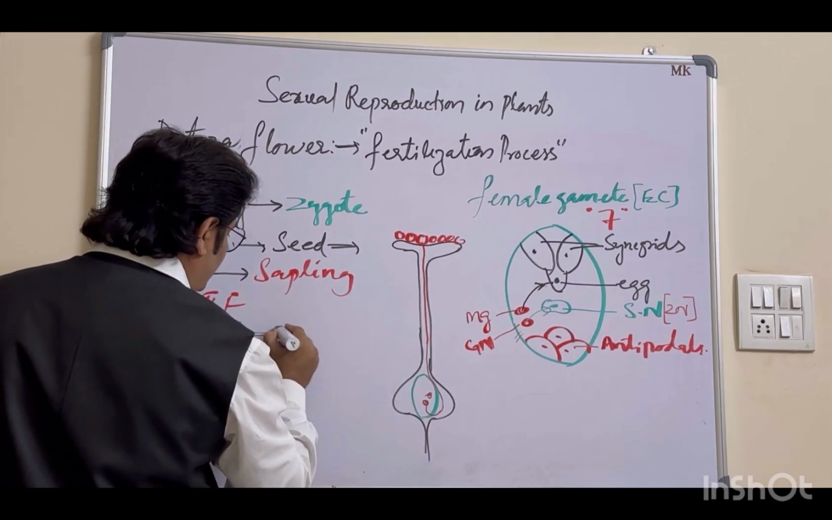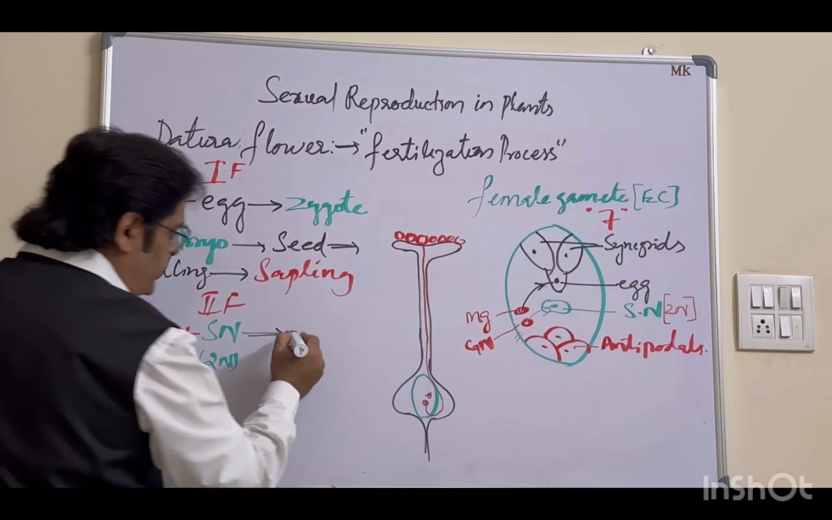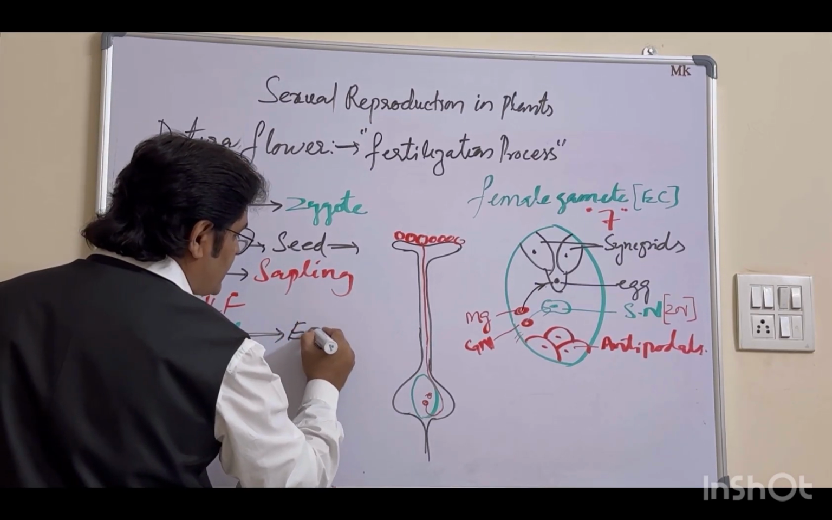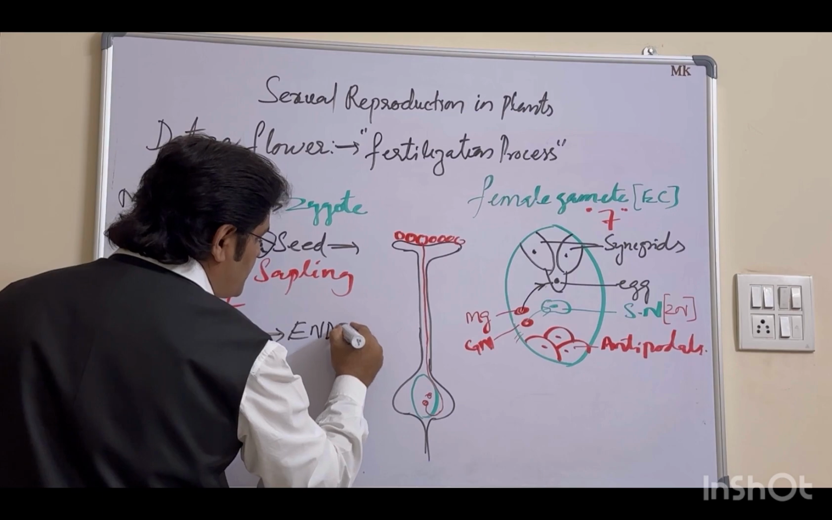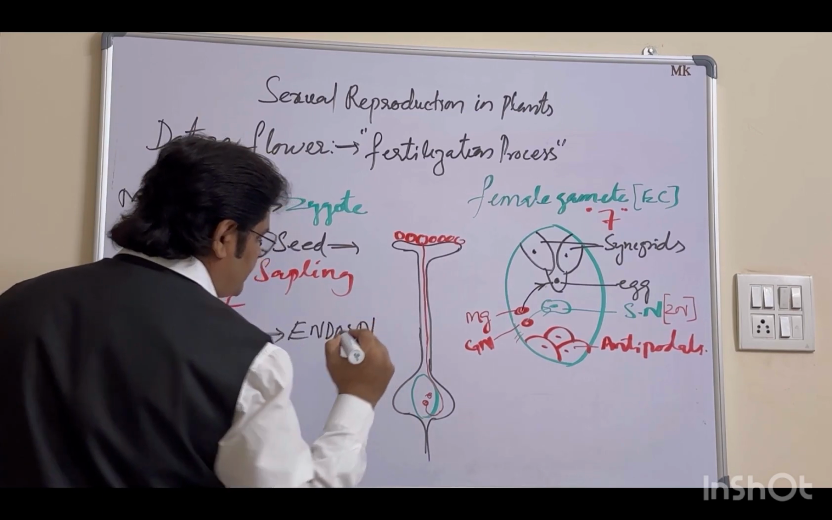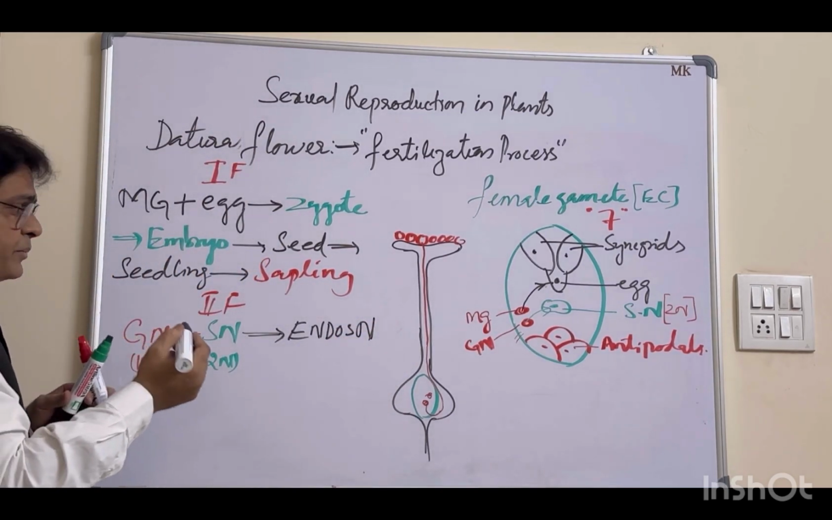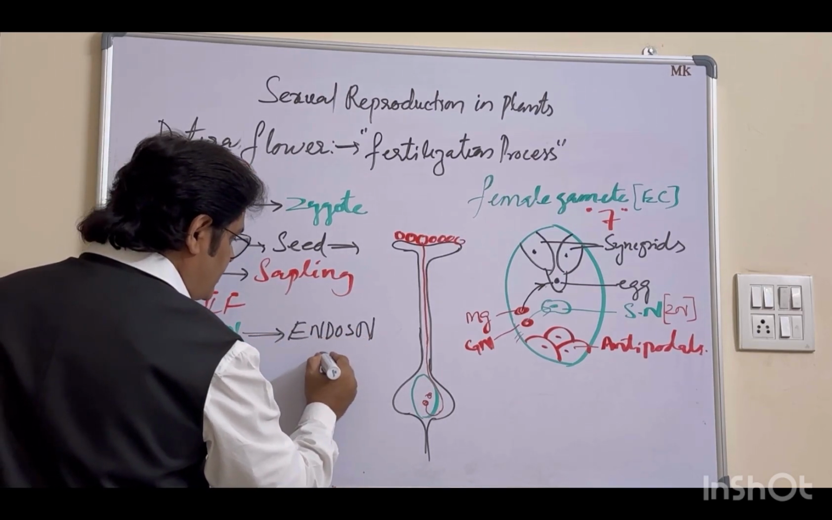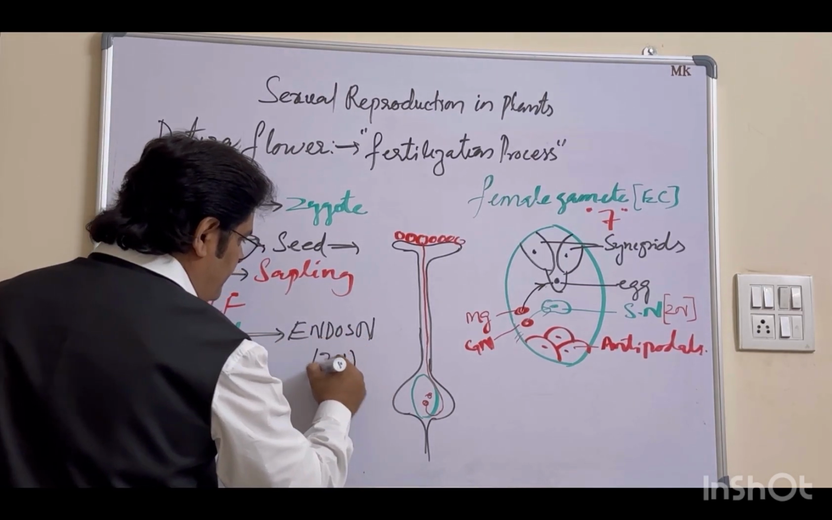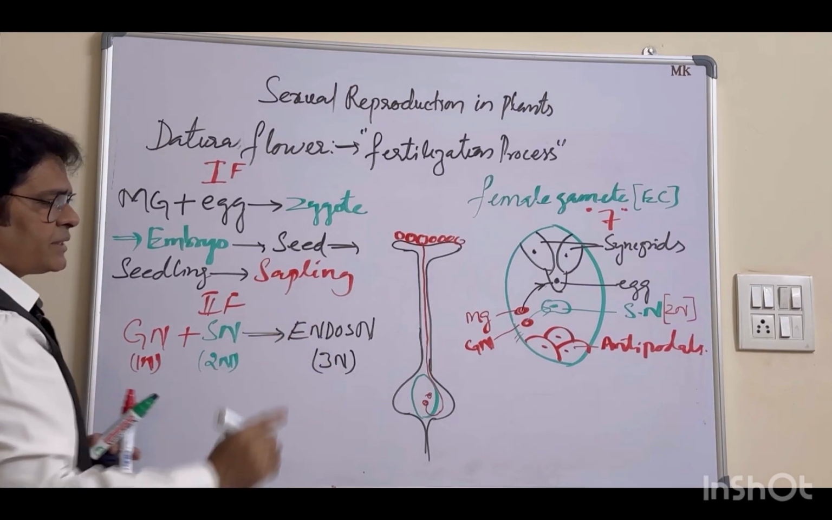Okay, what does it produce here after adding? It produces the endosperm nucleus. What is produced here now? The endosperm nucleus. This endosperm nucleus consists of three sets of chromosomes. Clear? 1 plus 2, three sets of chromosomes.